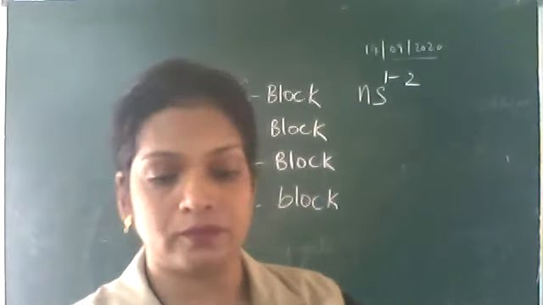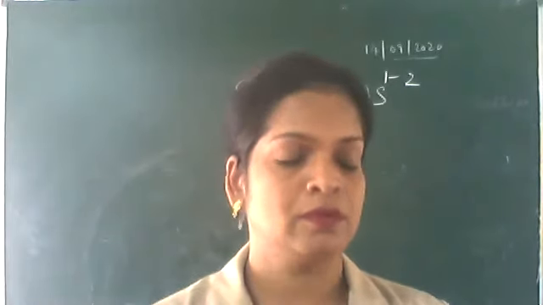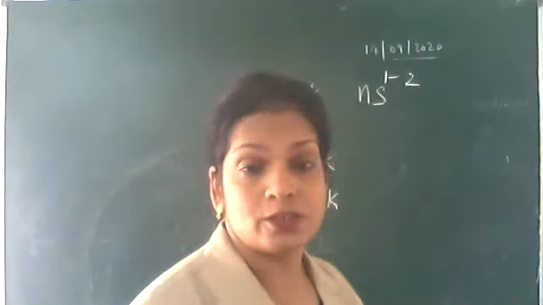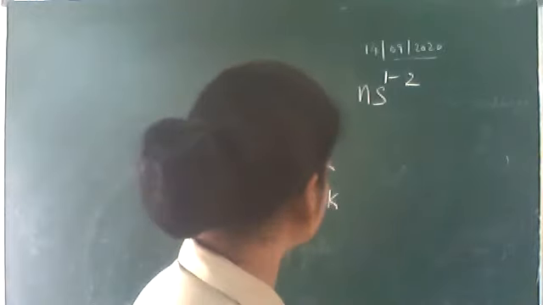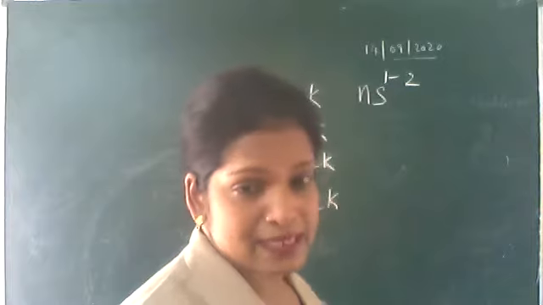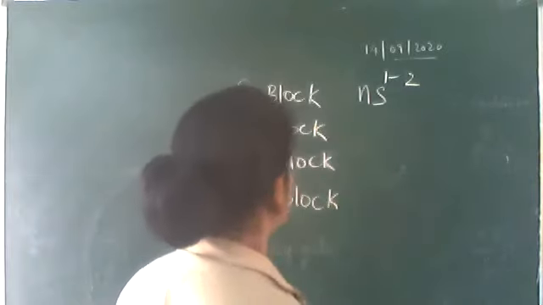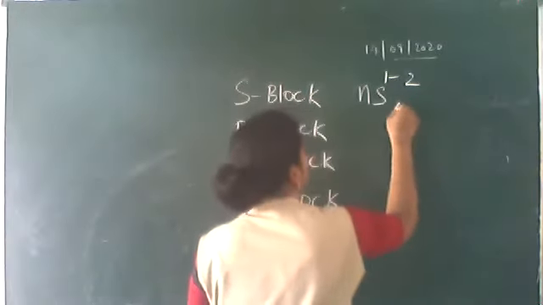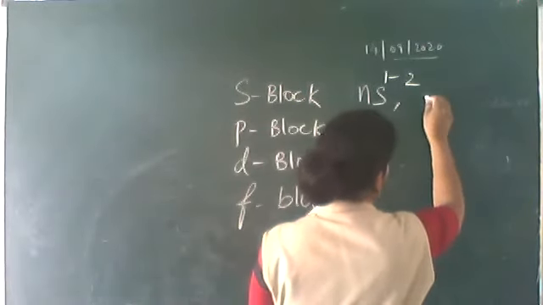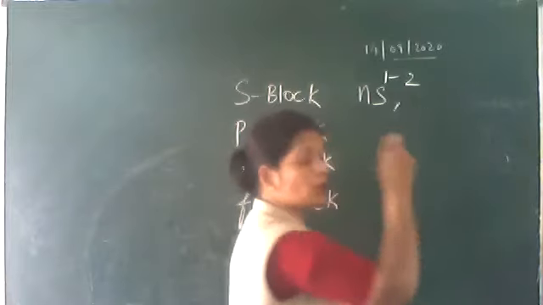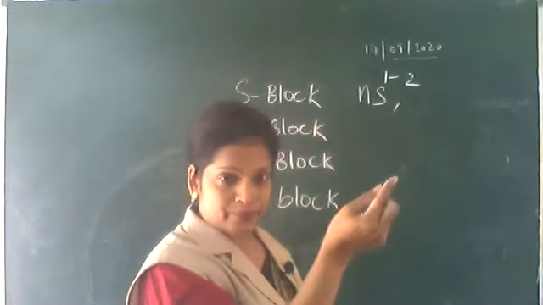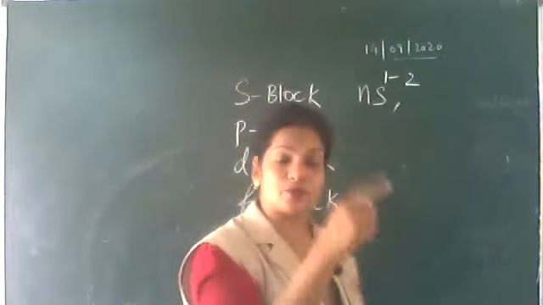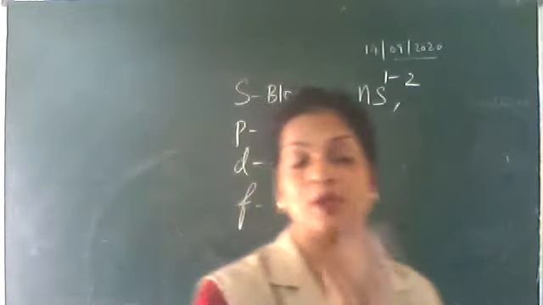So S block, general electronic configuration is ns1 to 2. One exception is there. They are metals. Generally, they are metals. They have 1 or 2 electrons in the outermost shell. Means they have a tendency to lose this 1 or 2 electrons and attain the nearest noble gas configuration.